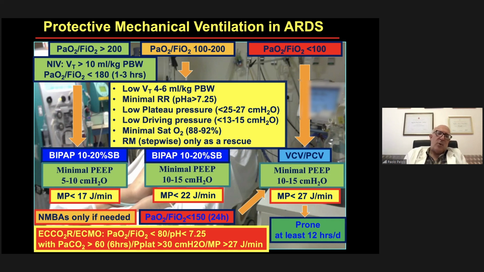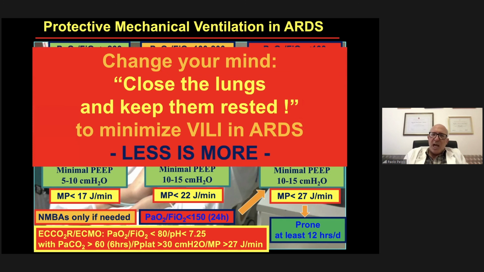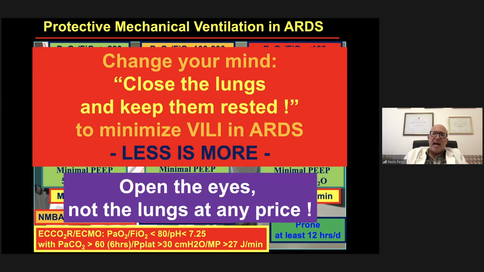Most importantly, we found that when mechanical power is above 27 joules per minute, we should start to think about ECMO. But the message here is that before starting ECMO, in my opinion, due to the possible negative consequences of this technique, we should try to optimize and personalize mechanical ventilation in these patients according to the 10 rules that I discussed. So change your mind, keep the lung closed and then rested to minimize VILI in ARDS. Less is more. Open the eyes, not the lung, at any price. Thank you very much.